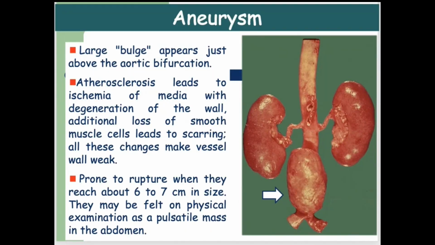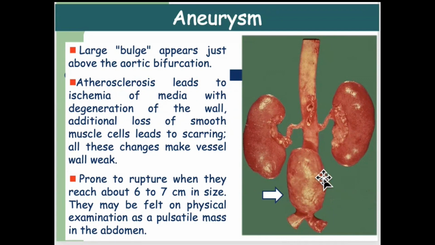Now coming to the second topic, aneurysm. This is one of the complications of atherosclerosis. Whenever there's atherosclerosis, there is weakness of the media and degeneration of the wall. Where there's weakness of the wall and the smooth muscles, there is scarring, and then the bulging occurs. The wall becomes weak, and you can see this is the aorta, and these are the 2 kidneys. Near the bifurcation, you see this balloon in the aorta.